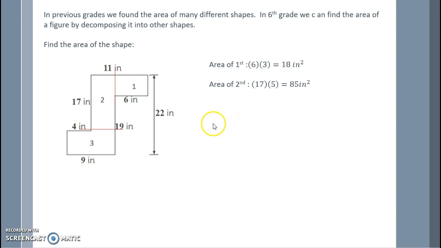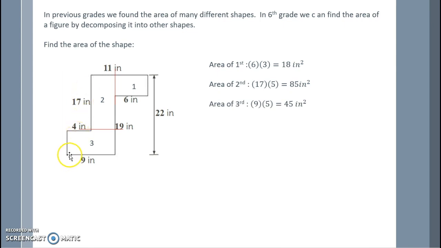The area of the second one is 17 by 5. So I see that this is 17. This whole length is 11, but a portion just right here is 6. So 6 and 5 would give us 11. So 17 times 5 is 85 inches squared.